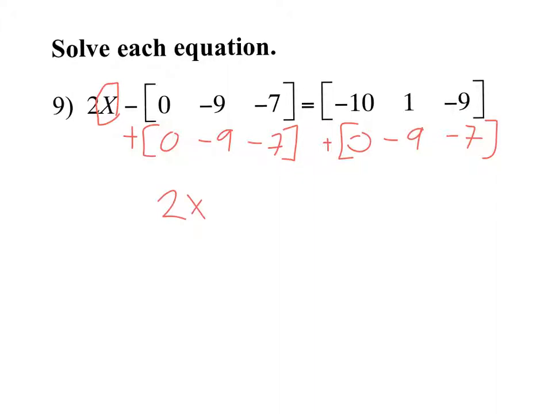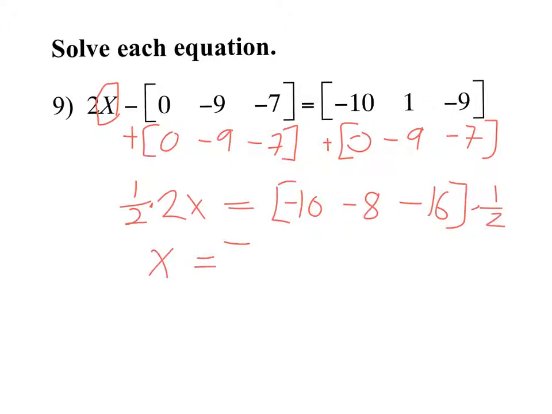And I get 2x is equal to negative 10 plus 0 is negative 10, 1 plus negative 9 is negative 8, negative 9 plus negative 7 is negative 16. I'm going to multiply both sides by half, and I get that x is equal to negative 5, negative 4, and negative 8.